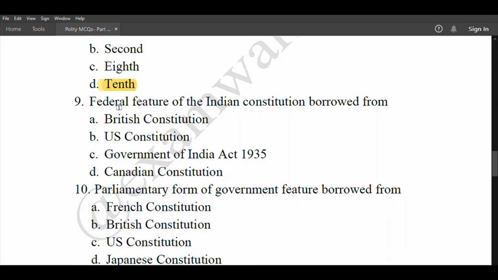Our constitution is derived from various other sources, and now we have MCQs on those borrowed sources. Coming to the ninth question: the federal feature of the Indian Constitution is borrowed from A, British Constitution, B, US Constitution, C, Government of India Act 1935, D, Canadian Constitution. The answer is C, Government of India Act 1935.